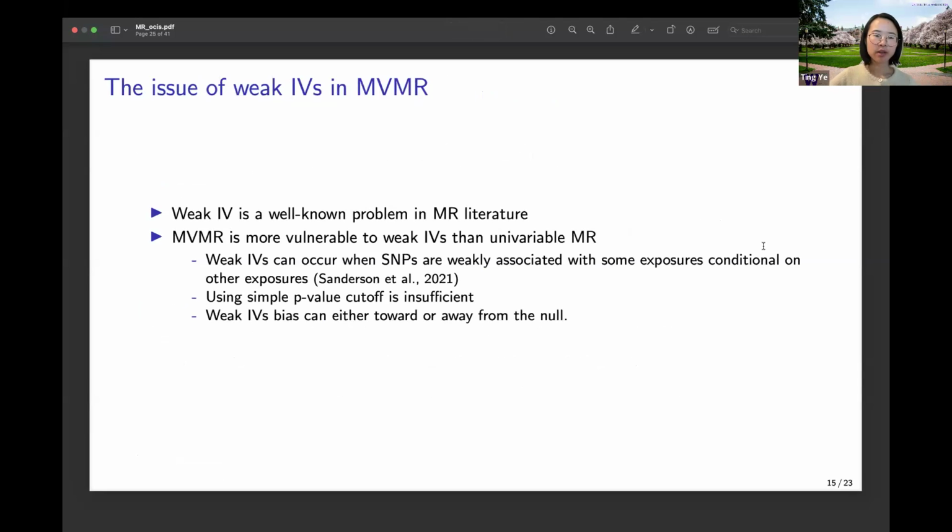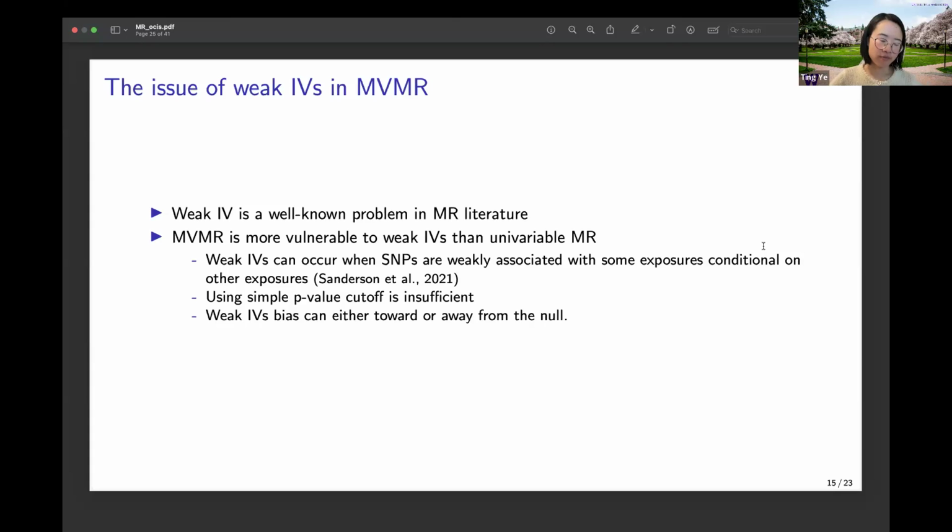So in summary, the weak IV issue in MR literature is a well-known problem. But from this analysis, we found that the MVMR is more vulnerable to weak IVs than univariable MR for the following 3 reasons. First, weak IVs can occur when SNPs are weakly associated with some exposure conditioning on the other exposures. And this is much more common than in the univariable setting, where we just need to find SNPs that are strongly associated with each exposure marginally.